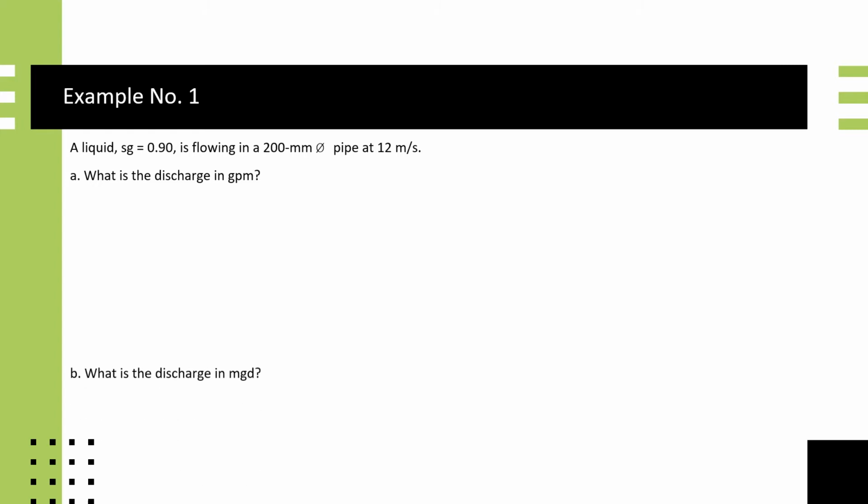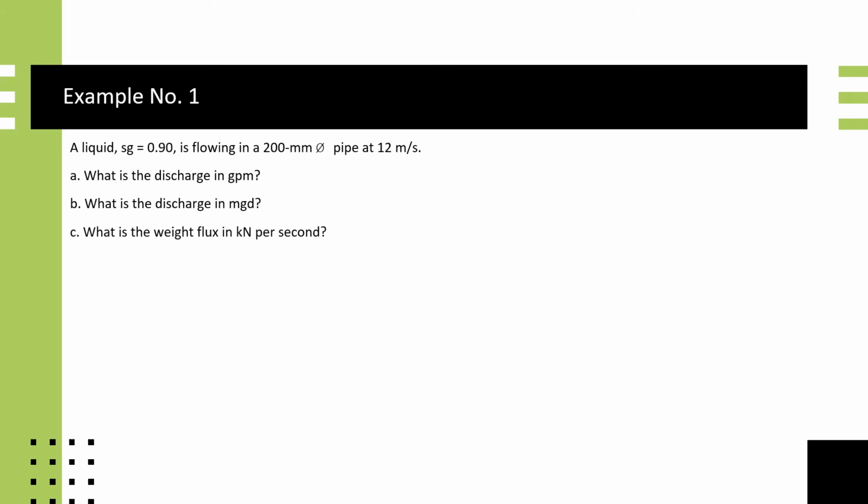Ayan, sample number 1. A liquid with Sg equal to 0.90 is flowing in a 200 mm diameter pipe at 12 meters per second. So, kung titignan nyo, given ang ating diameter, given ang ating velocity. Ito ang hinanap natin: discharge in gallons per minute, discharge in megagallons per day, and the weight flux in kilonewtons per second.